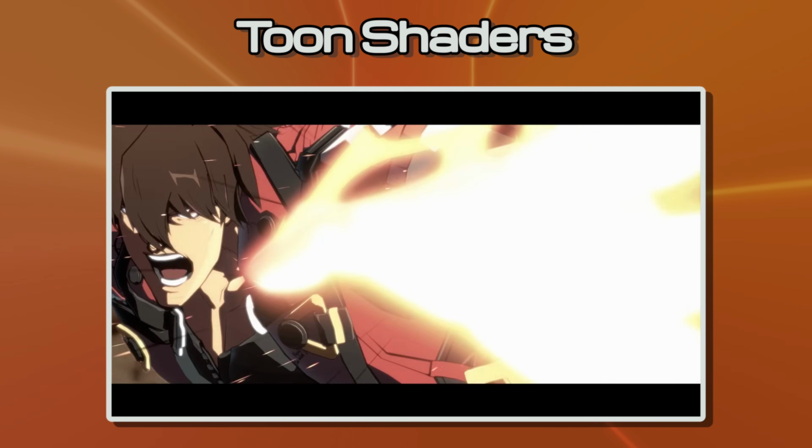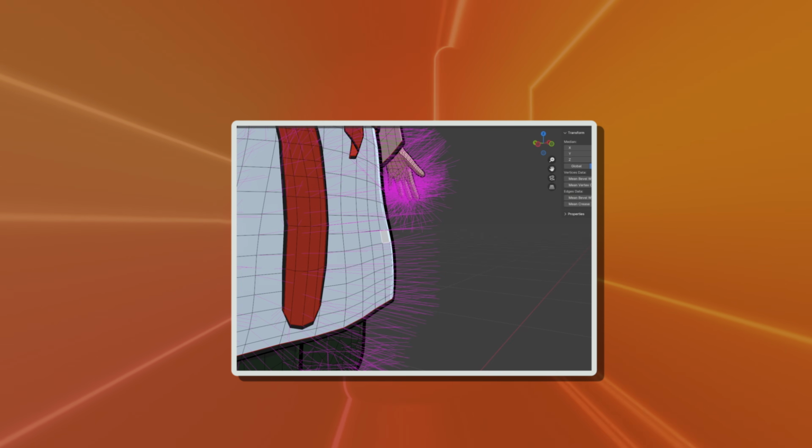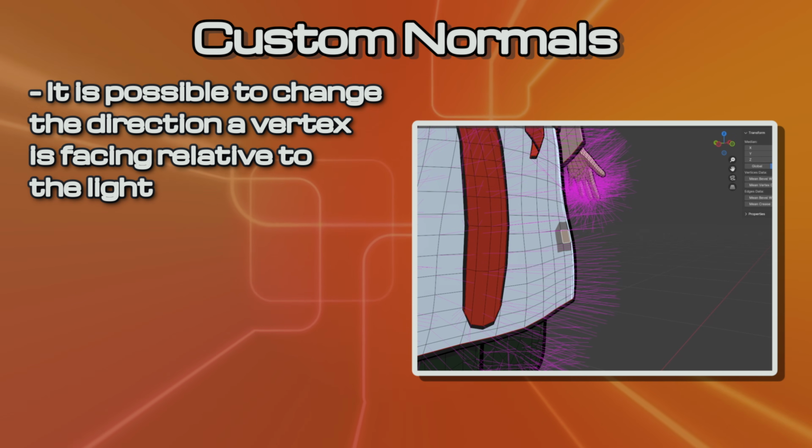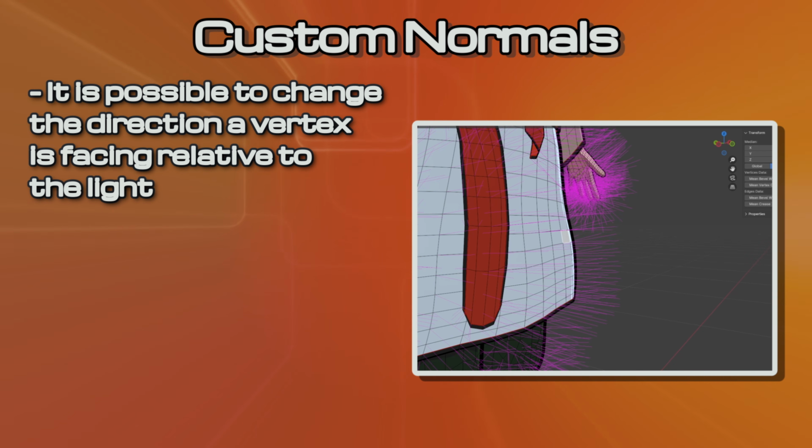The style I'm going for isn't exactly anime, but I have been inspired by art styles used by games such as Guilty Gear. Another key thing about this style is to use the custom normals. Blender calculates the way to orient faces relative to the light as you model, but you could change that vector's direction on a vertex and face level.